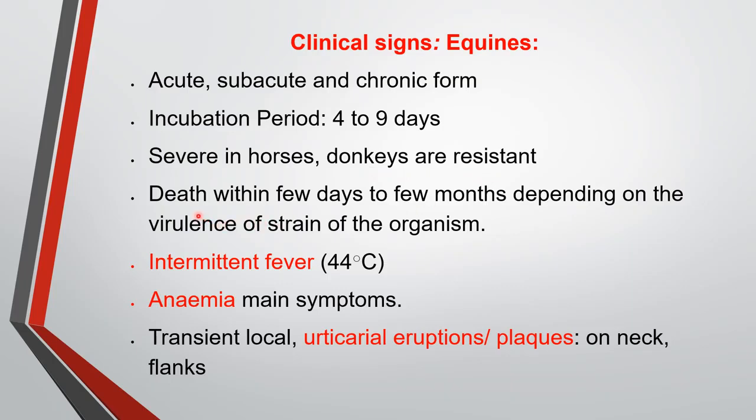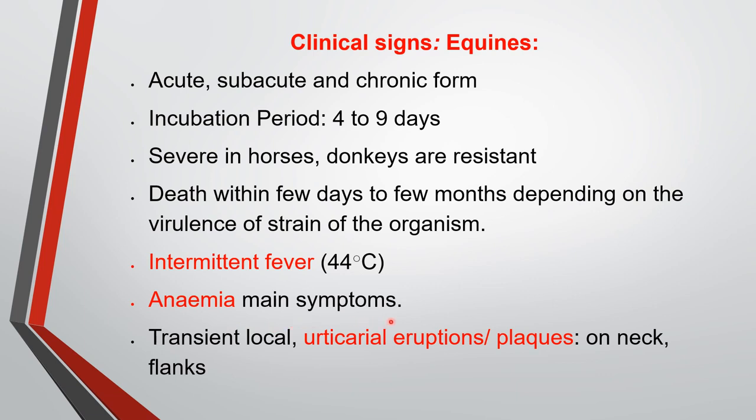In acute cases, there is death within a few days, and then it becomes chronic. Then there is death after a few months, depending on the virulence of the strain of the organism. The symptom is intermittent fever. There is a period of fever for a few days, again the animal becomes normal for a few days, again fever, again normal, like that. Intermittent fever.